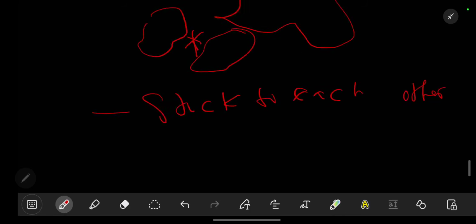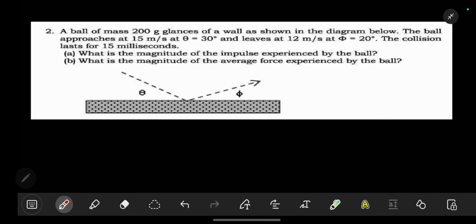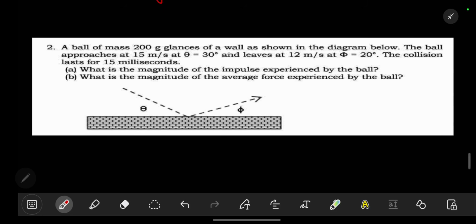So that is that. Let's answer our last question. We have a ball of mass 200 grams that glances off a wall as shown in the diagram below. The ball approaches at 15 meters per second at theta equal to 30 degrees and leaves at 12 meters per second. The collision lasts for 15 milliseconds. What is the magnitude of the impulse experienced by the ball? What is the magnitude of the average force exerted by the ball?